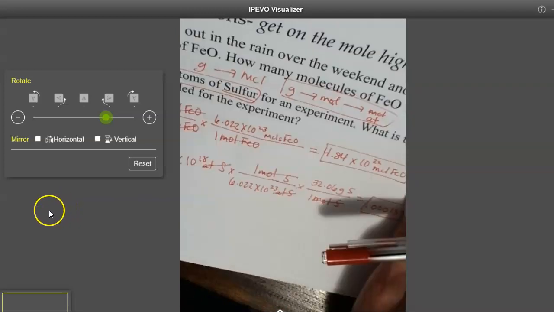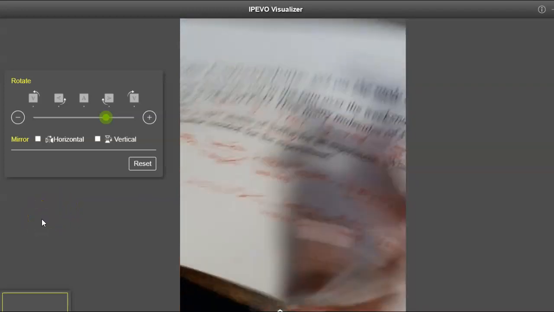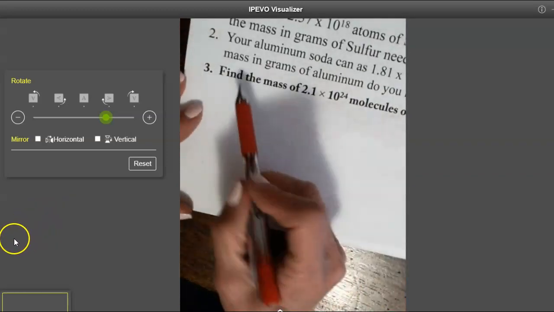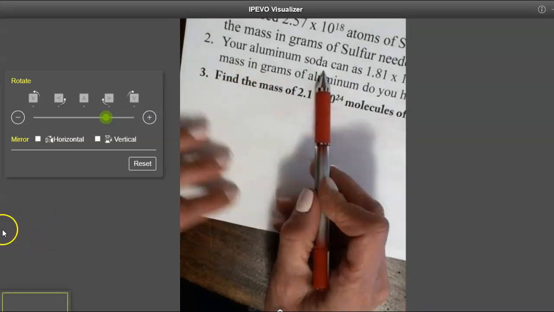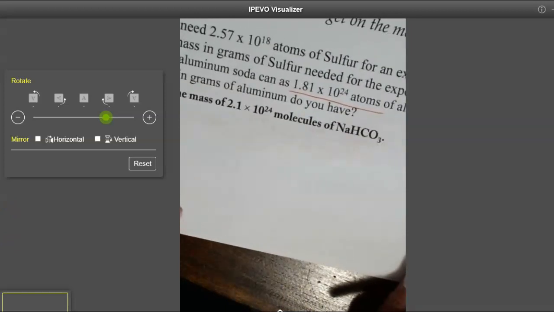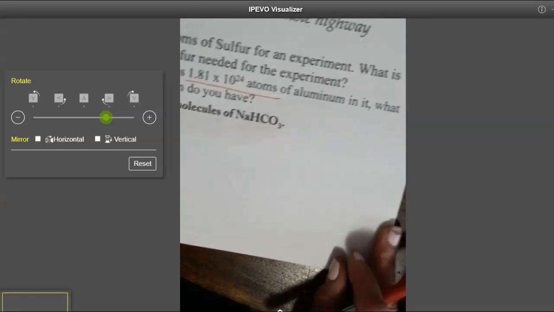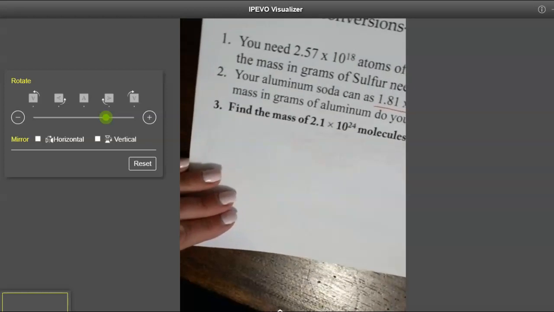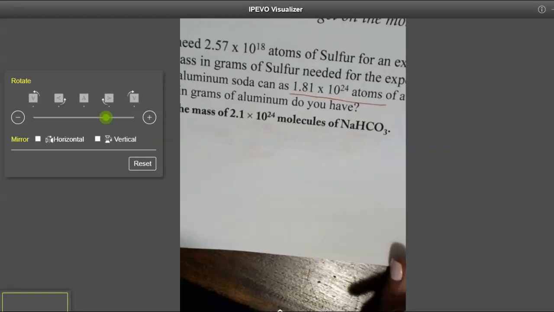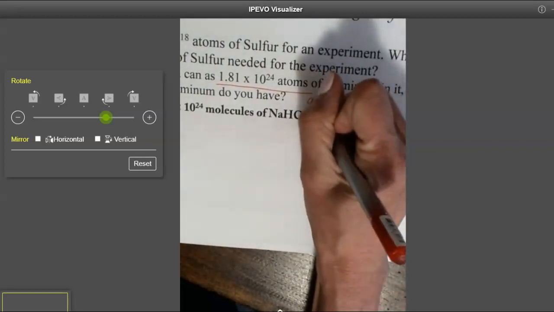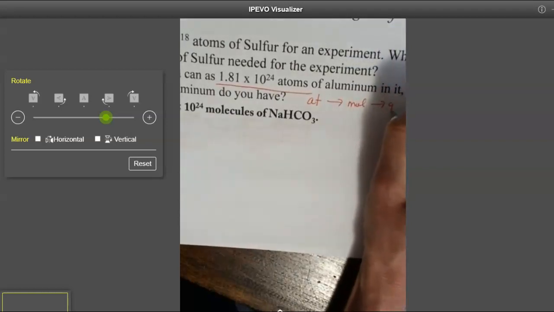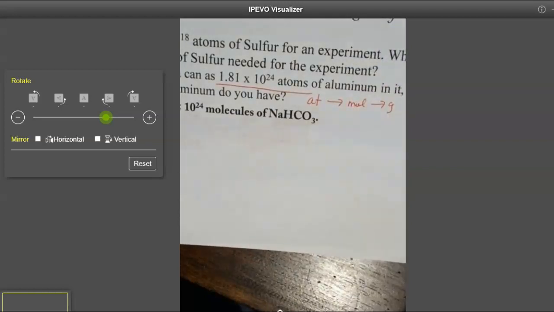Okay, let's do one more. Let's do number 2 down here. It says, your aluminum soda can has 1.81 times 10 to the 24th atoms of aluminum in it. What mass in grams of aluminum do you have? Okay, so we're starting with atoms of aluminum, and we have to go through moles in order to get to mass. So we're going to do just that.